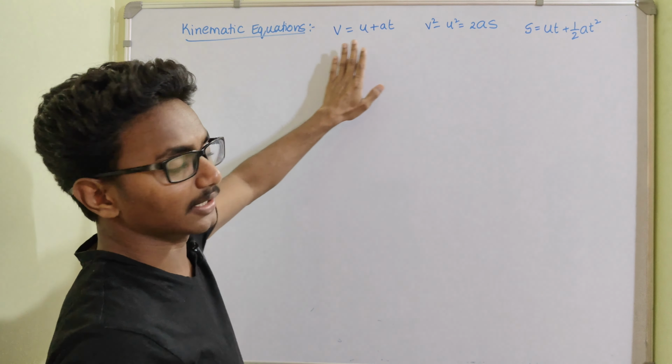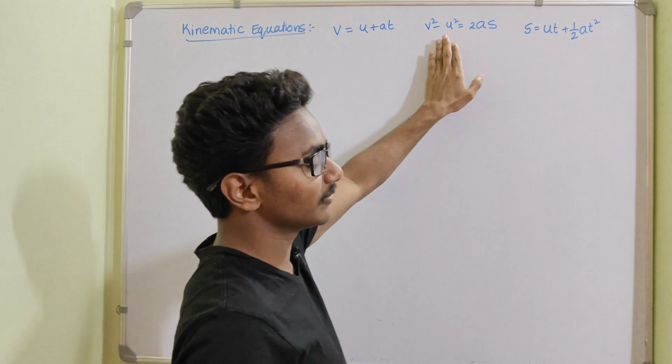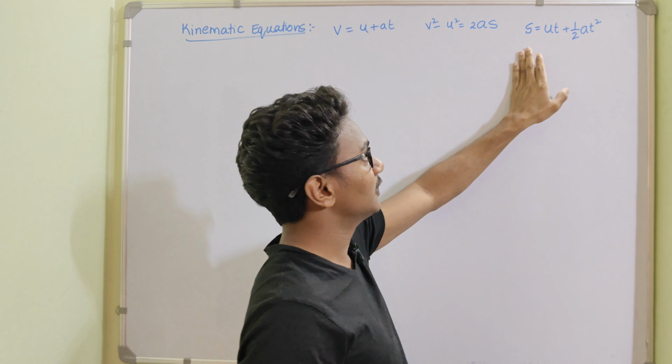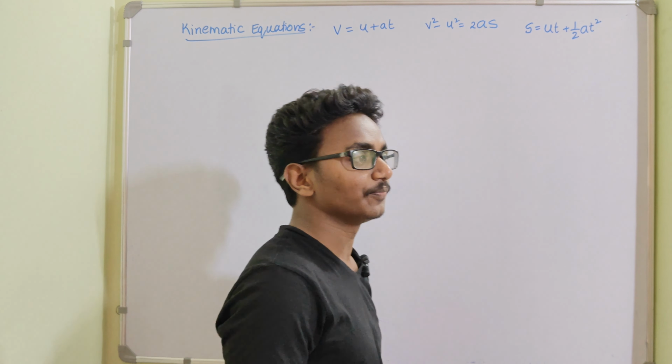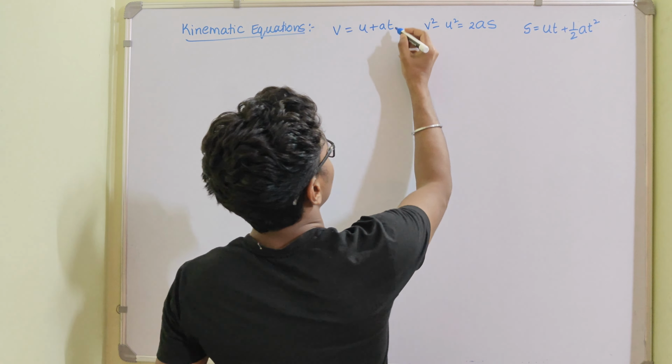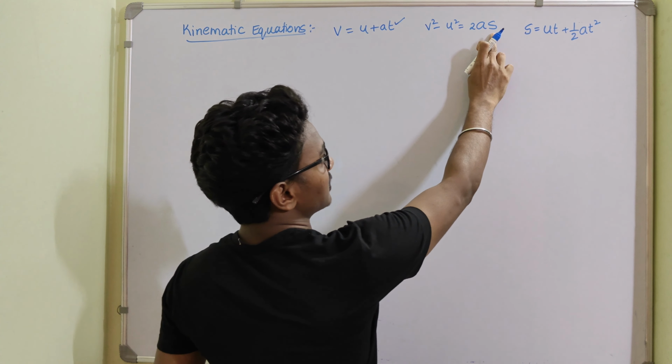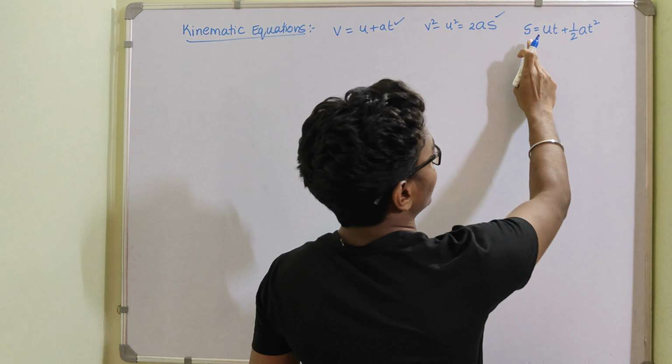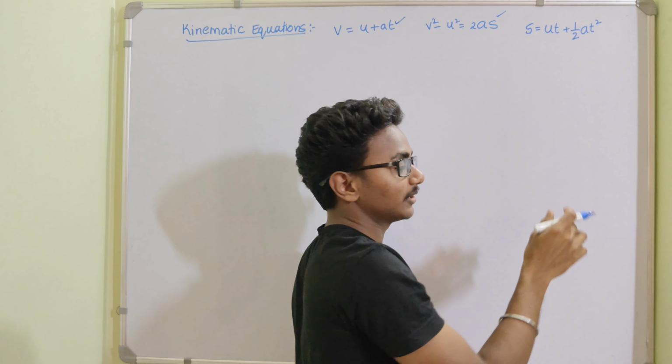These are the three kinematic equations. v equals u plus at, v square minus u square equals 2as, s equals ut plus half at square. If the question is given in terms of velocity and time, use this equation. If it is in terms of velocity and displacement, use this. If displacement and time are given in the question, then use this equation.